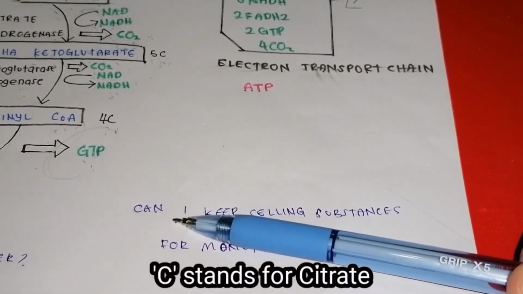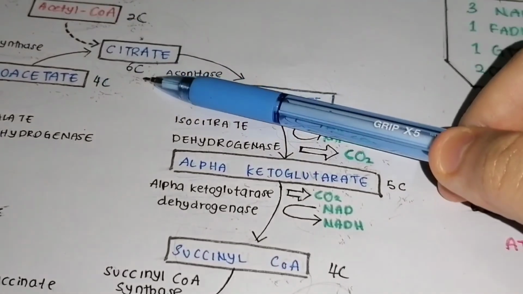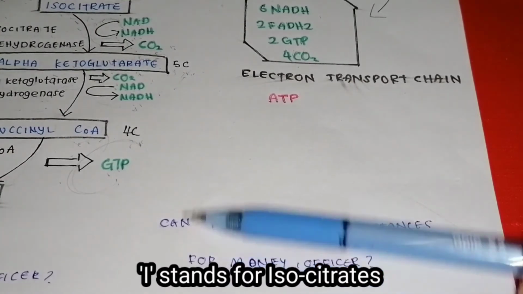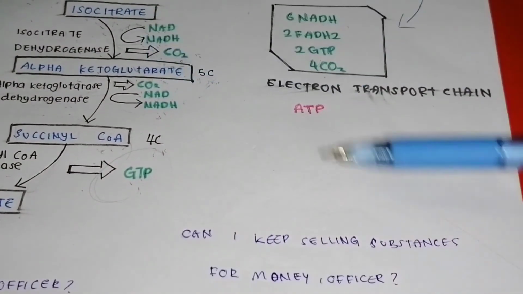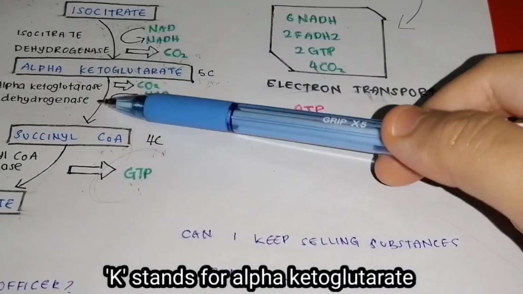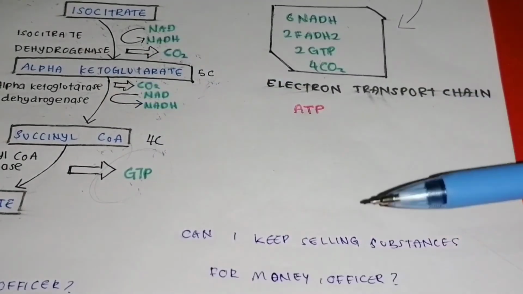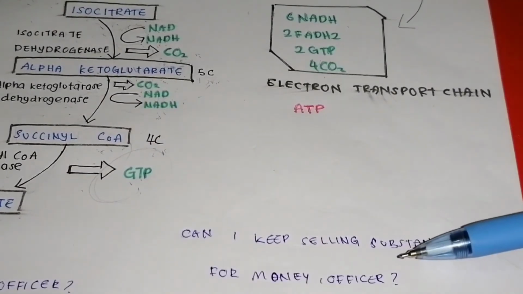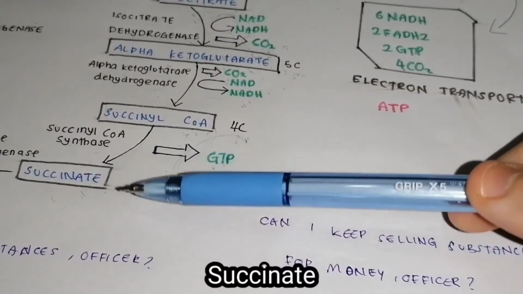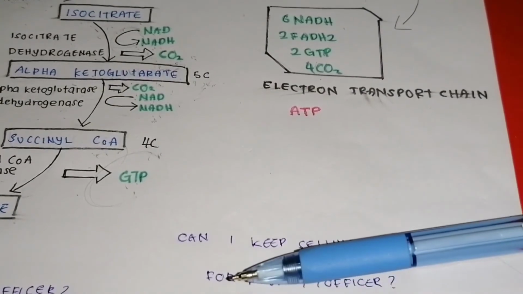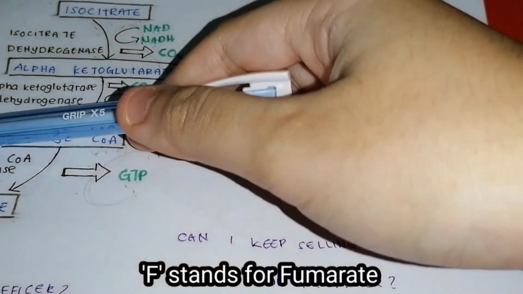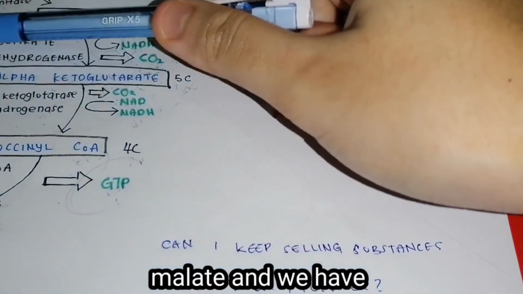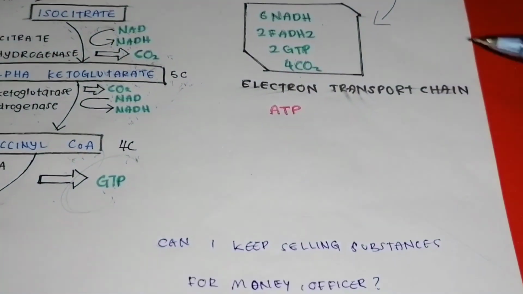C stands for citrate. I stands for isocitrate. K similarly stands for alpha-ketoglutarate. S stands for succinyl-CoA, and the other S stands for succinate. F stands for fumarate, and we have malate, and we have oxaloacetate.